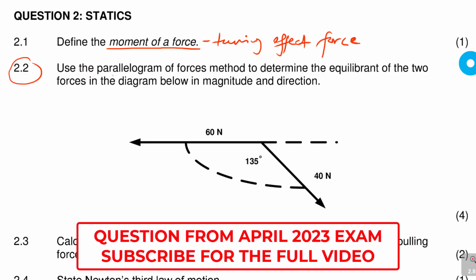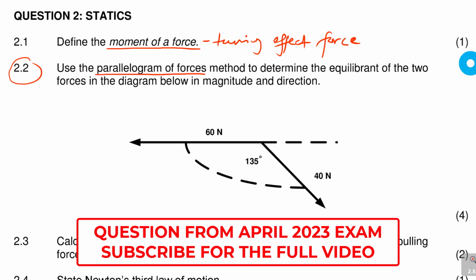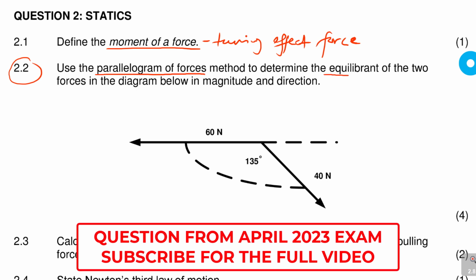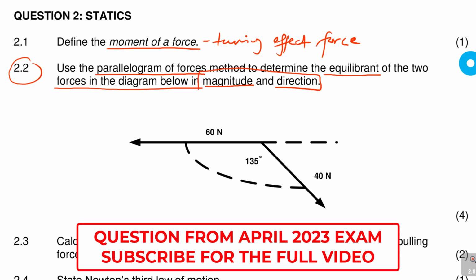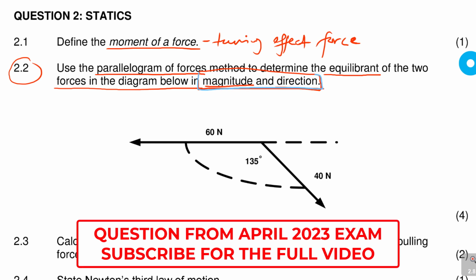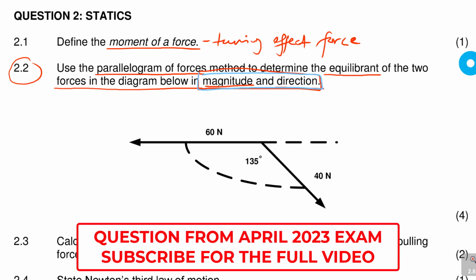Next, 2.2. Then it says use the parallelogram of forces method to determine the equilibrant of the two forces in the diagram below in magnitude and direction. So this is where our answer lies. And then I'll mark it also with another part of a marker to say we need to find number 1, magnitude, and number 2, direction. And they said we need to what?